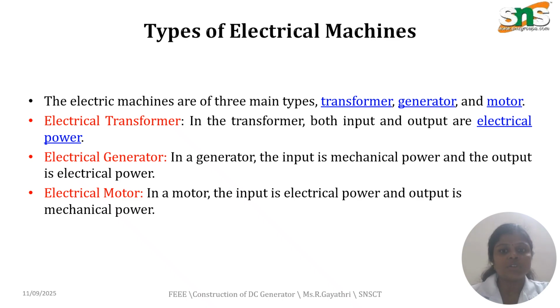Coming to the types of electrical machines, they are majorly classified into transformer, generator and motor. The transformer has both input and output in the form of electrical power. The generator has input power as mechanical power and output as electrical power. The electrical motor is the reverse of the generator, having input as electrical power and output as mechanical energy.